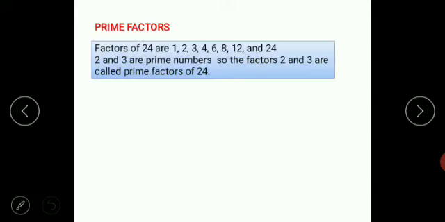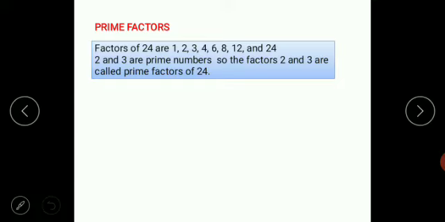The next is prime factors. Factors of 24 we have already learnt. Which are the factors of 24? 1, 2, 3, 4, 6, 8, 12 and 24. Now in this list, which numbers are prime numbers? 2 and 3 are the prime numbers, all others are composite numbers.